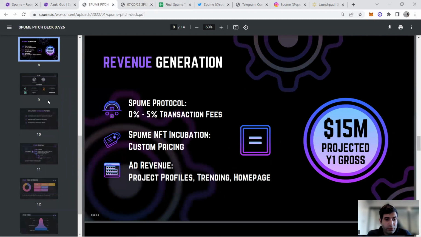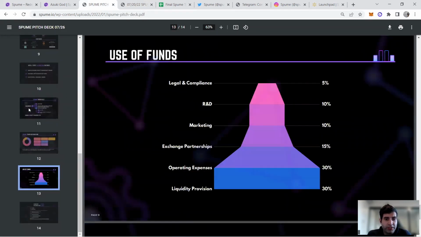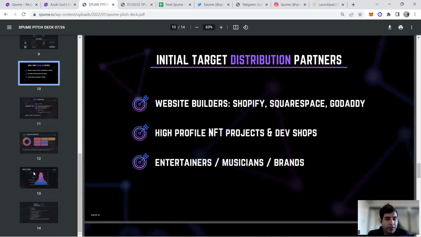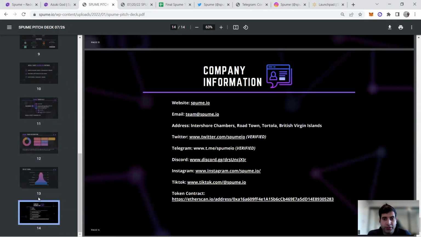Now, I've already gone through the tokenomics and initial target distribution and target partners. The funds that they've raised will be used for legal compliance, research and development, marketing, exchange partnerships, operating expense, and liquidity provision for the project.